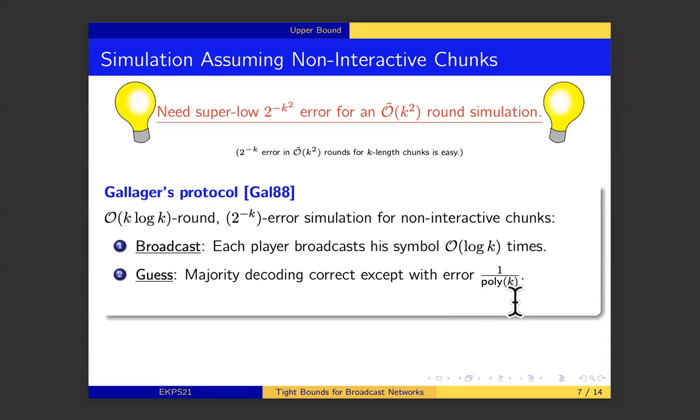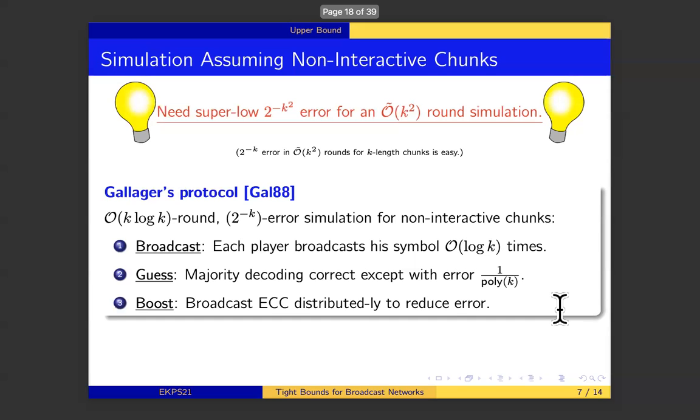All we have is a lot of players, each with an error probability of 1 over poly k. So how do we get around this? The way we do this, or the way Gallager does this, is to do the same error correcting code trick, but this time do it distributedly over many players. Again, each player has k bits. They will encode them using an error correcting code. So each of them now has 10k bits.